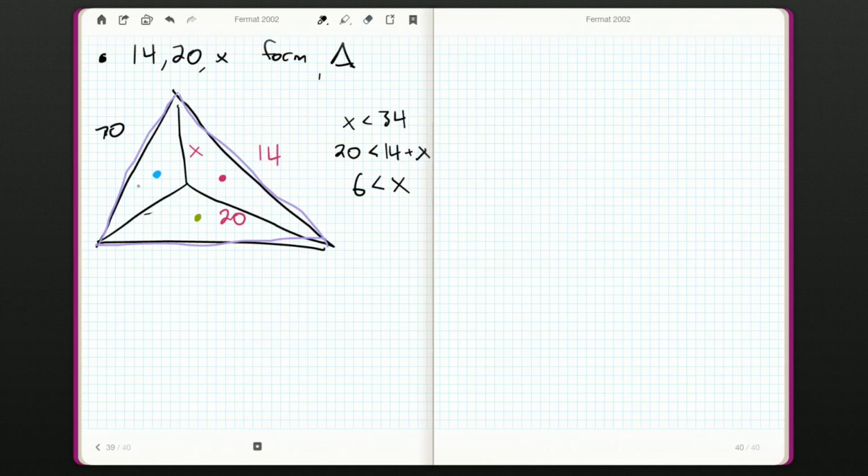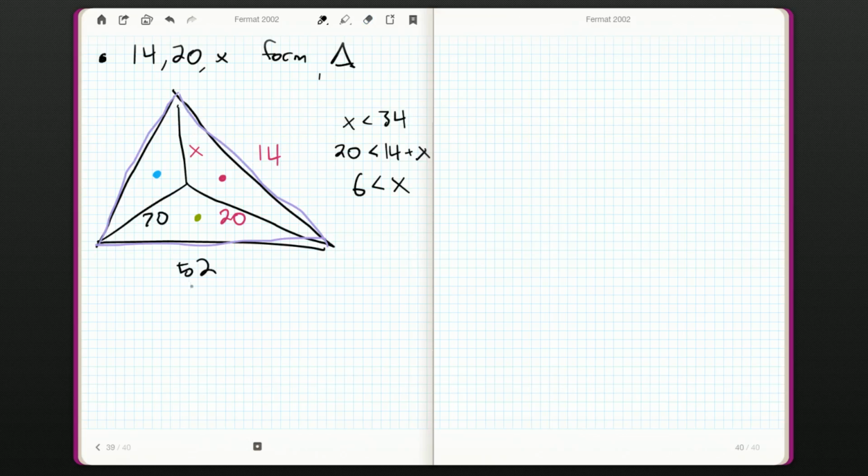If I put 70 here, with 14 here, that would have to be 52, 60. No, that's still not enough. 14 and 70 can't form a triangle with the remaining numbers. 14 and 70 would have to form a triangle with x. And that might be something to keep in the back pocket. But that tells us 70 has to go here.